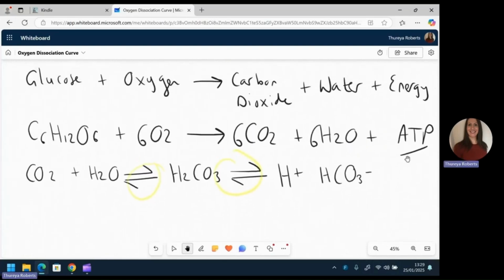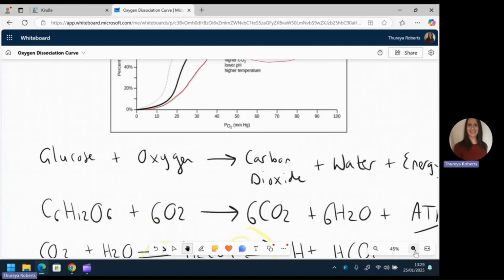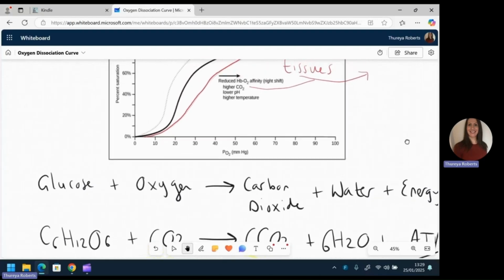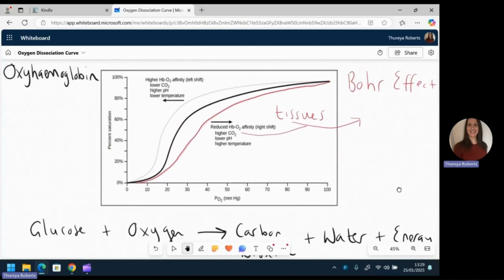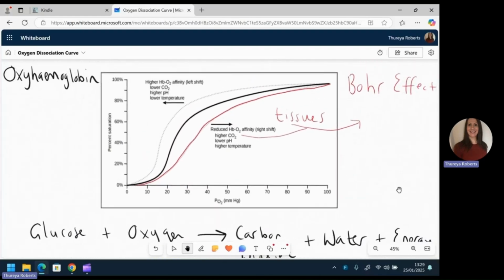The hydrogen ions also can bind to the haemoglobin, which causes a conformational shape change. Anything that binds to a protein molecule usually causes some shape change, and that's going to allow the haemoglobin molecule to release oxygen. And so overall, this is what we term the Bohr effect.